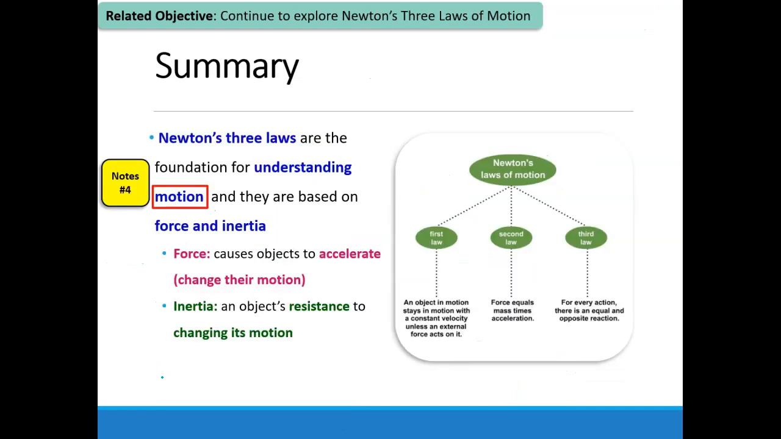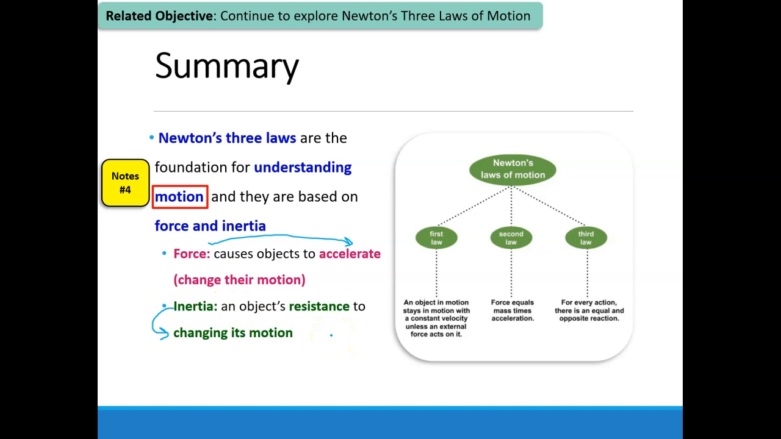All right, so in summary, Newton's 3 laws are the foundation for understanding motion, and they are based on the interaction between force and inertia. So remember that forces cause objects to accelerate, right? Forces are necessary to do an acceleration, and an acceleration is a change in motion, any change in motion. Inertia, on the other hand, is an object's resistance to changing in motion, right? A body at rest wants to stay at rest, just like you, when you are tired in the morning, you want to stay in bed.